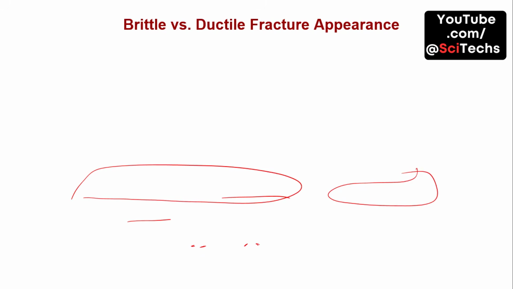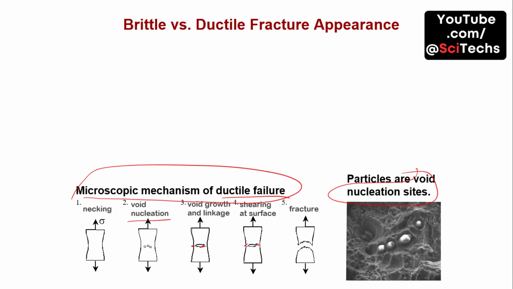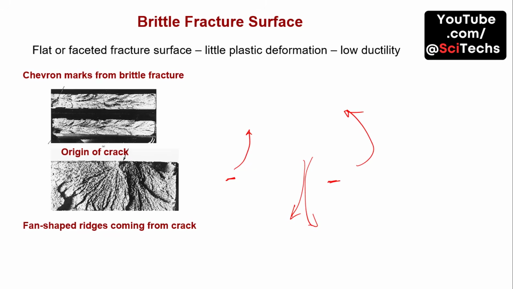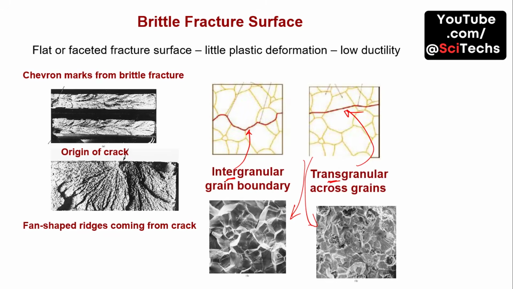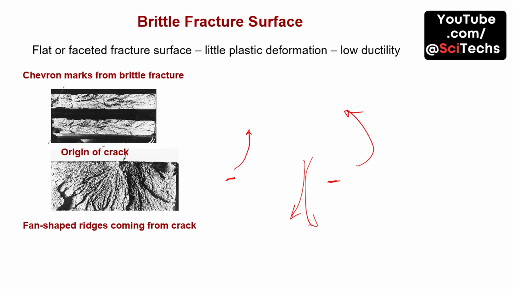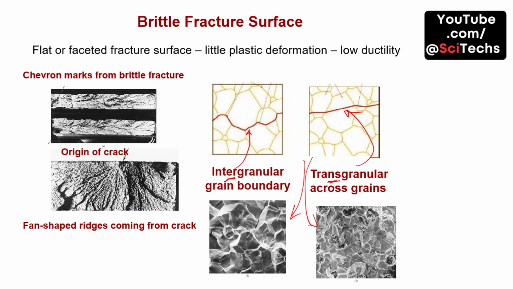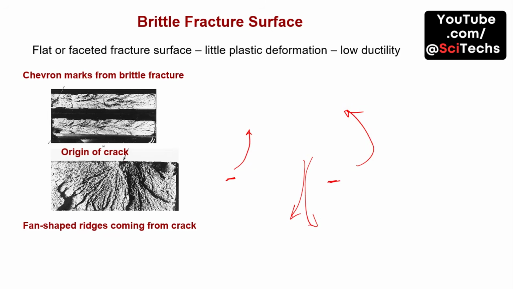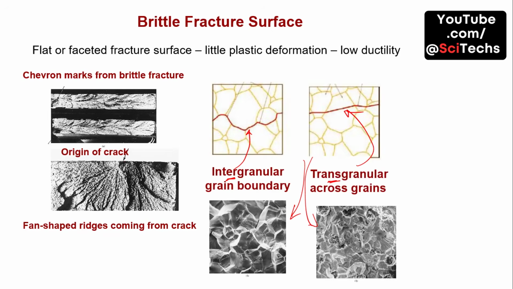On a microscopic level, ductile failure involves necking, void nucleation, void growth, and shearing at the surface, leading to fracture. Particles act as void nucleation sites, playing a crucial role in the failure process. Brittle fracture surfaces are flat or faceted with little plastic deformation, indicating low ductility. Key features include chevron marks, intergranular grain boundaries, and transgranular cracks across grains.